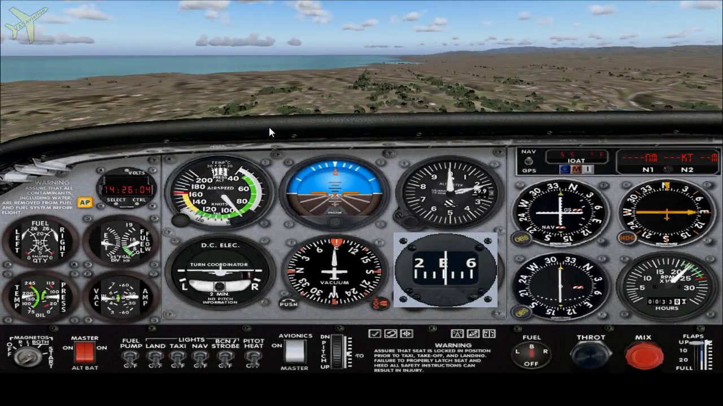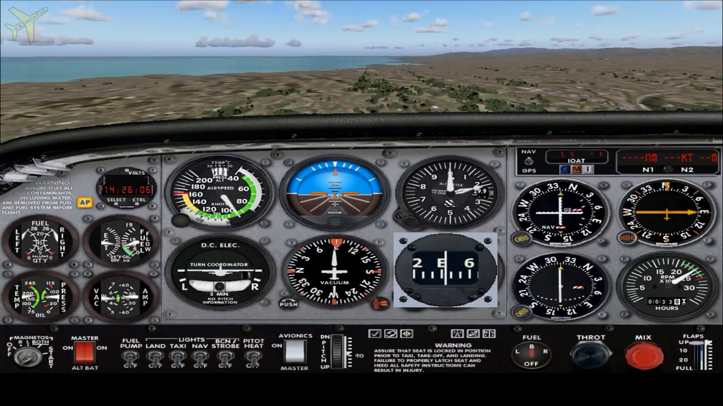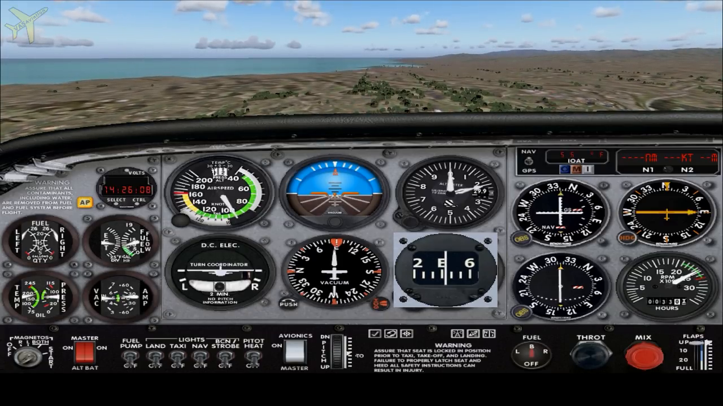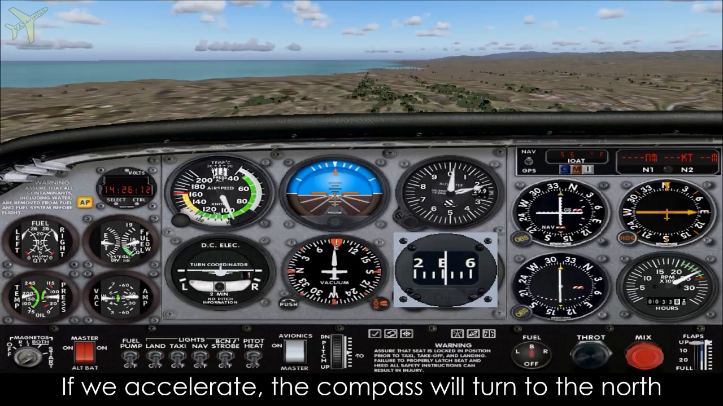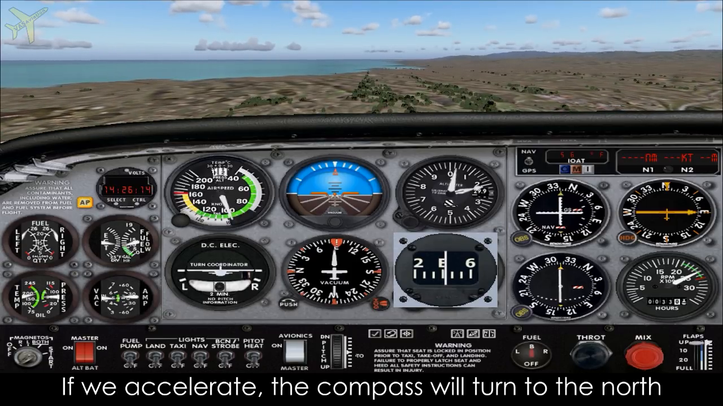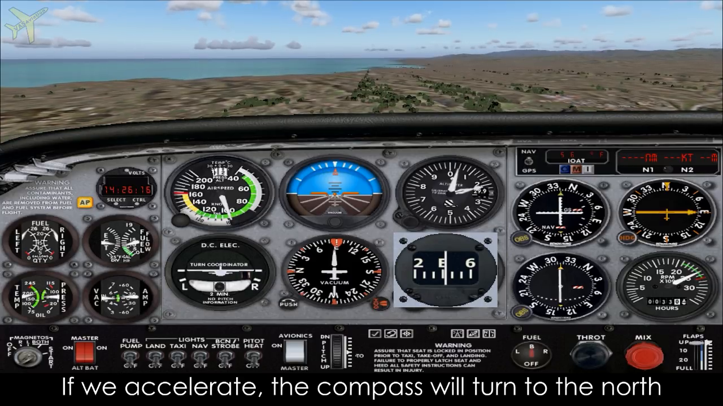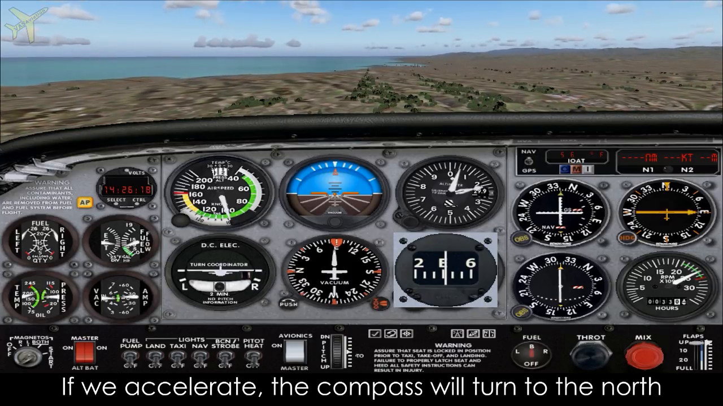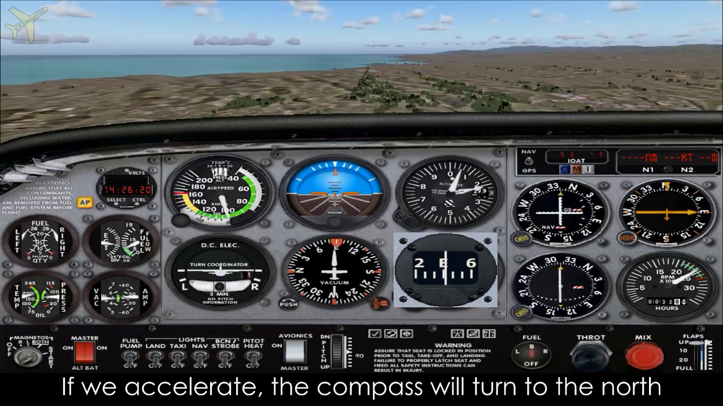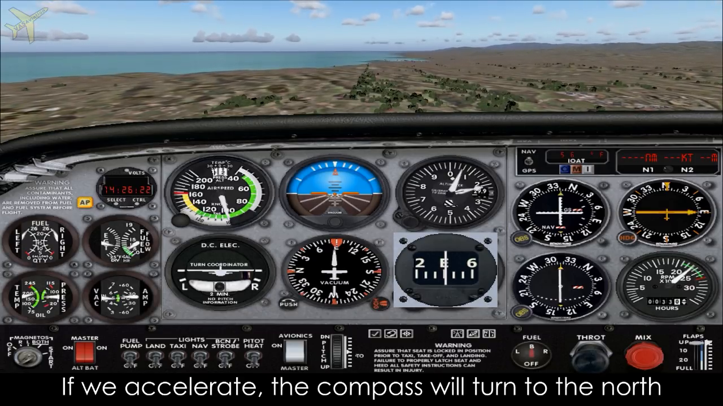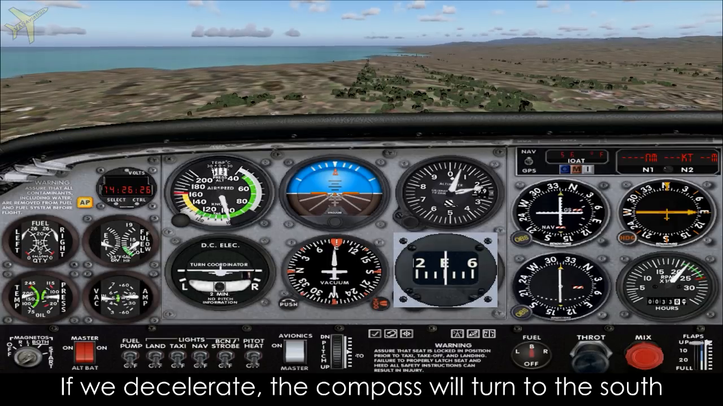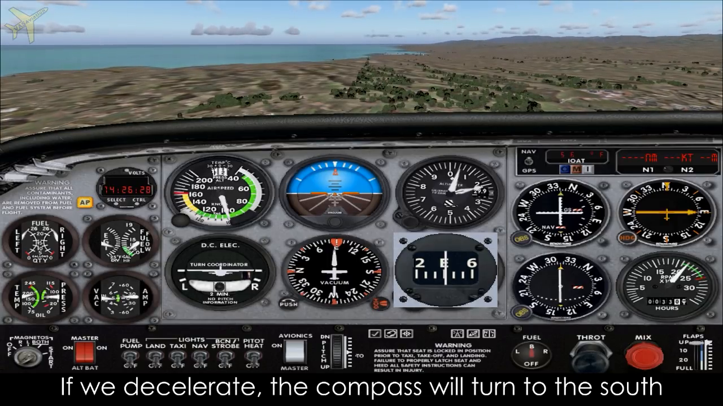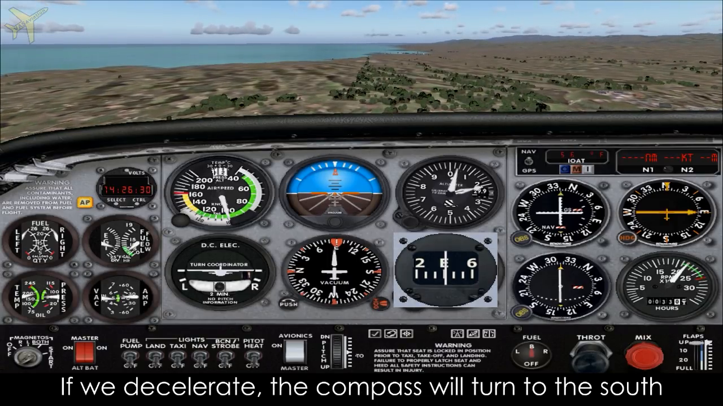We'll start talking about the acceleration error. This error only appears when we're flying on headings east or west. If we happen to accelerate the airplane, the compass will show a turn toward the north and then progressively return to its original correct indication. If we decelerate, the aircraft will show a turn to the south and then progressively return to its position.